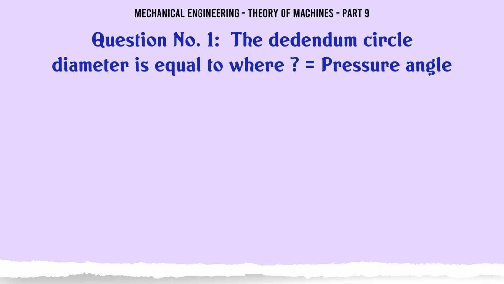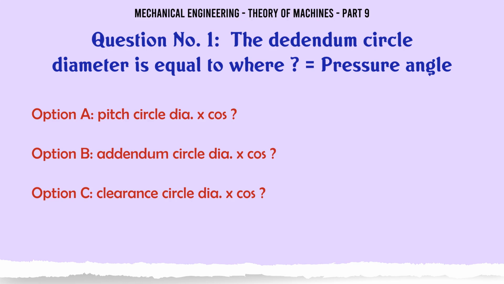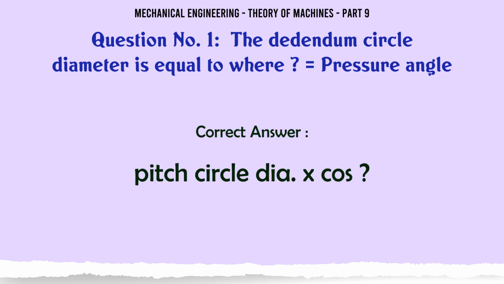The dedendum circle diameter is equal to what, where phi is the pressure angle? A. Pitch circle dia. × cos φ. B. Addendum circle dia. × cos φ. C. Clearance circle dia. × cos φ. D. Pitch circle dia. × sin φ. The correct answer is pitch circle dia.